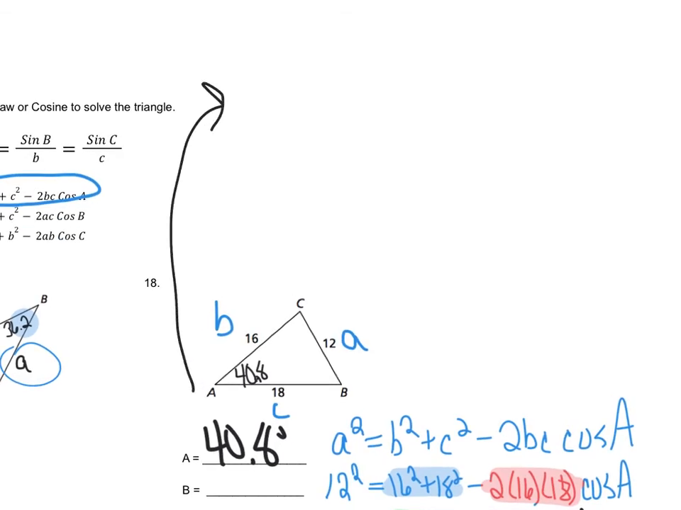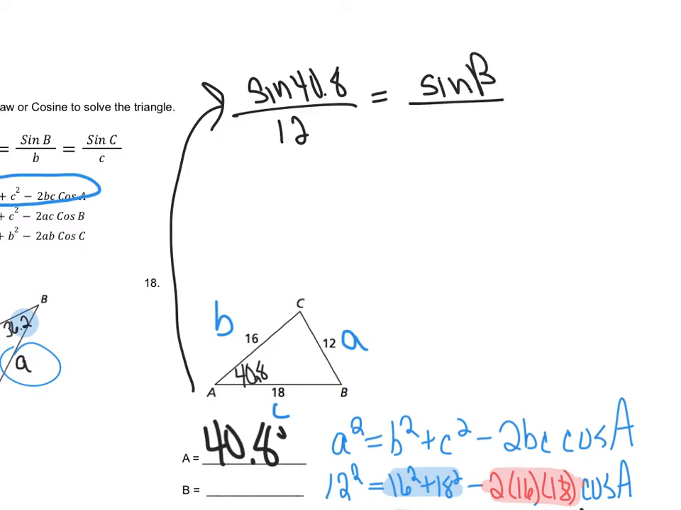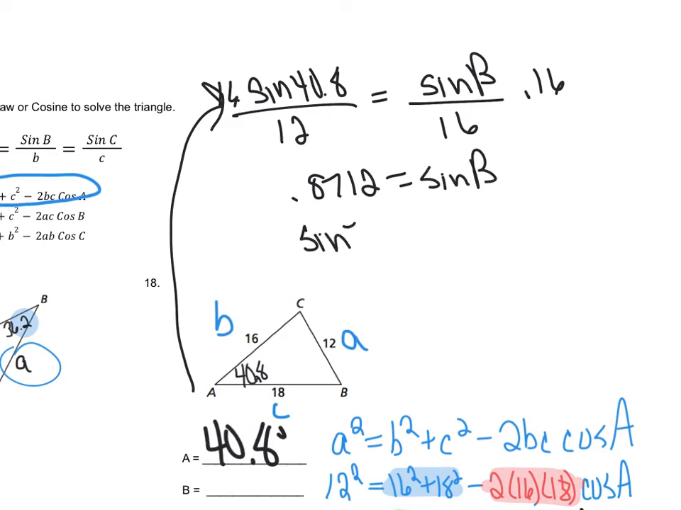I'm going to come up here and say the sine of 40.8 over 12, because that's the side opposite of it, equals the sine of B over the side opposite, which is 16. So I'm going to multiply by 16 on both sides. And when I take 16 times the sine of 40.8 divided by 12, I get 0.8712. Again, if I'm finding an angle, I'm going to use the inverse sine of 0.8712.